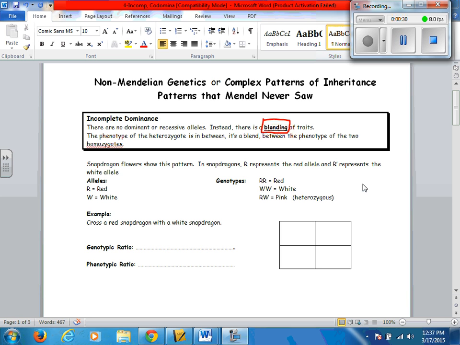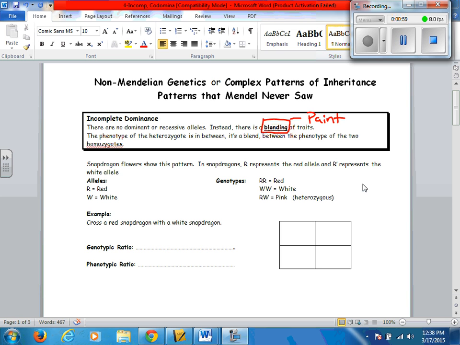Now typically you'd have tall and short, or black and brown, or round or wrinkled, or traits similar to that. But in this scenario, you get a third version of the trait. This is like mixing paint. I want you to highlight the word blend and just think that you're blending paint. Because if you mix, for instance, a red and white paint, you get, of course, pink, right? And so the same scenario applies here. When you mix the traits, you're going to get a third color.